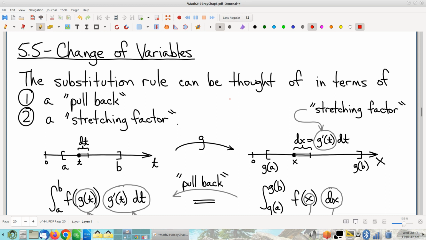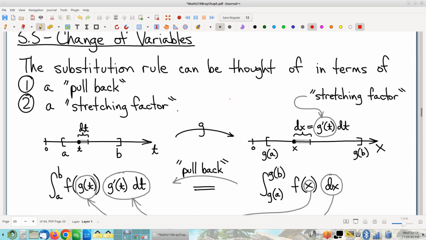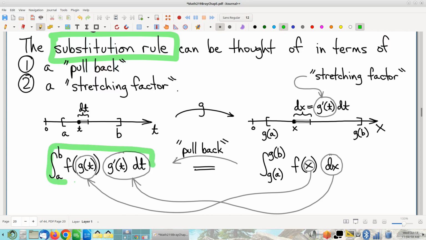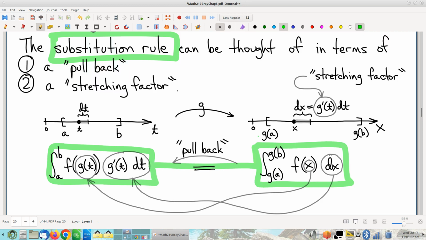Change of variables is the topic. Y'all may recall, I assume that y'all recall, the substitution rule from single variable calculus. It's one of what people call integration techniques. And I've written it here as a statement about integrals. Very often it's stated as a statement about antiderivatives. It's fine. This is what it looks like when you write it down as a statement about integrals.